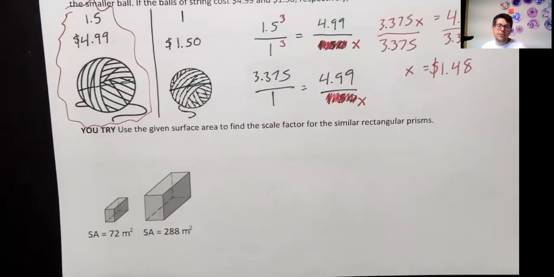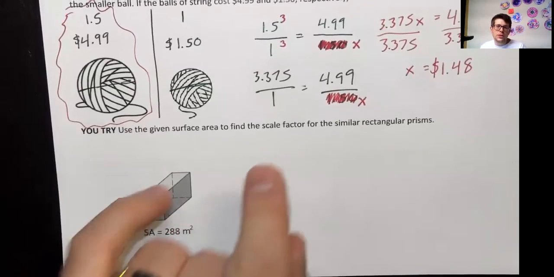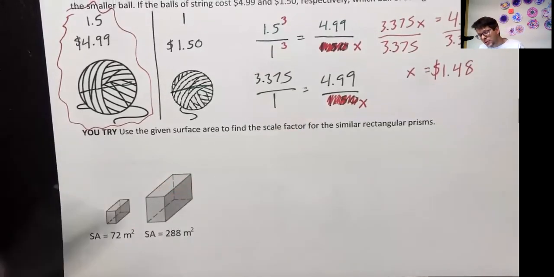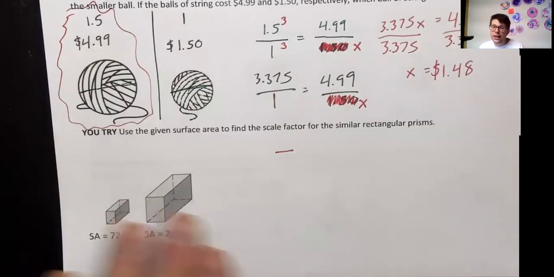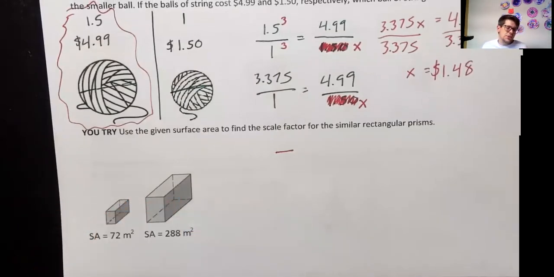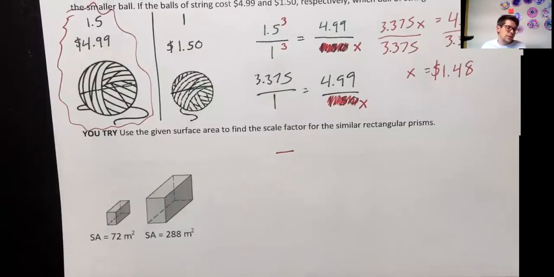Last one is a Utry problem, and it's similar to this. We've got 2 surface areas, and we want to see if we can come up with a scale factor. Now remember, a scale factor is a ratio, and typically it's a ratio of side lengths. We don't have any side lengths in the picture right here, so it would be difficult to find it. You're going to need to use surface area in order to find the scale factor.